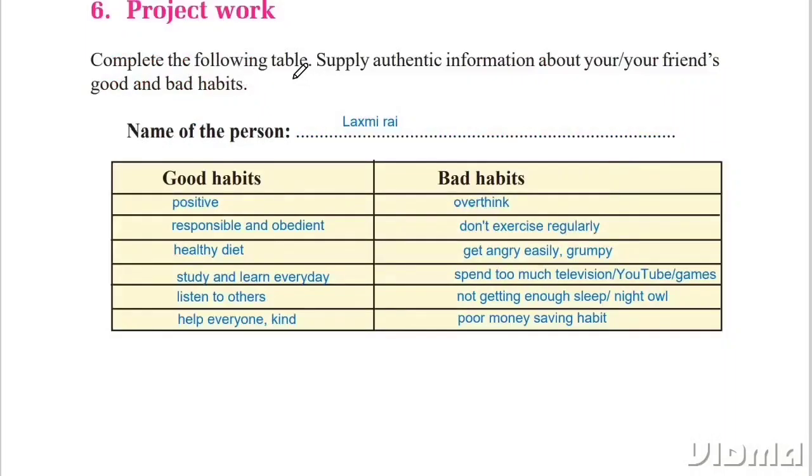Okay, complete the following table. Supply authentic, that means real information about your or your friends' good and bad habits. In the place of Lakshmi Rai, you can write down your own name or one of your friends' names. So my good habits are: I'm positive, I'm responsible and obedient, I'm a healthy eater, I eat only healthy food, I study and learn regularly, I listen to others, I help everyone, I'm kind. So my bad habits are: I overthink, I don't exercise regularly, I get angry easily, and I am grumpy.